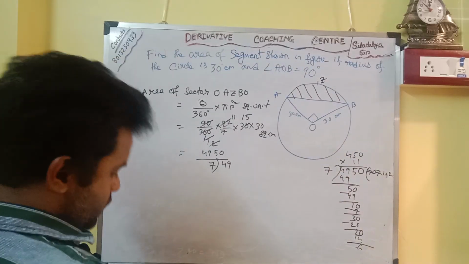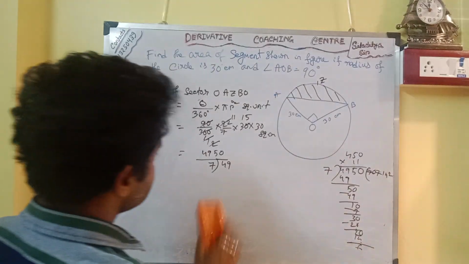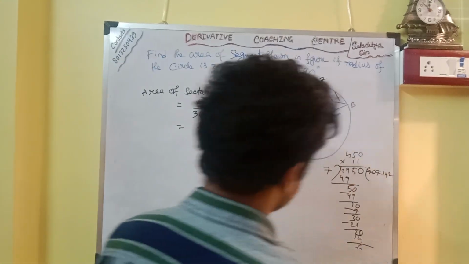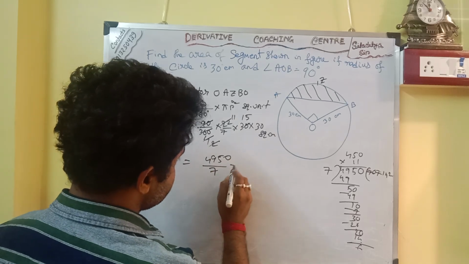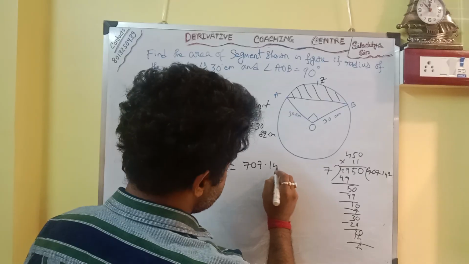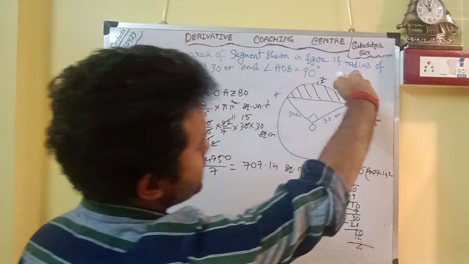Okay, just find the value up to two decimal places. 4950 divided by 7 is 707.14 square centimeter. So that is the area of this sector.